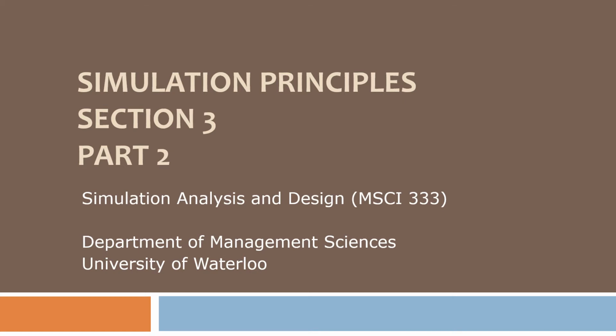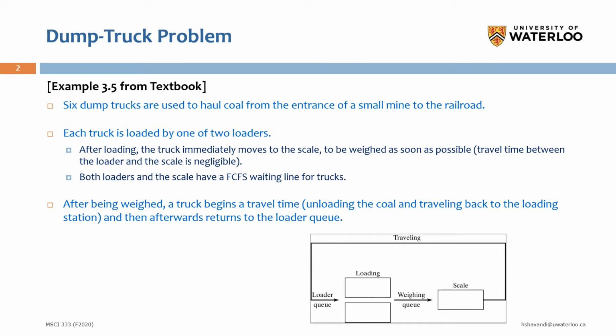Simulation principles, section 3, part 2. So here we have an example, which is a dump truck problem. Here we have 6 dump trucks, which are used to haul coal from the entrance of a small mine to the railroad.